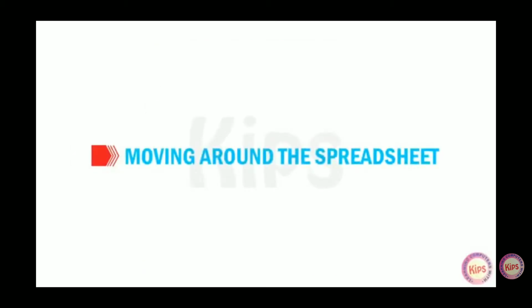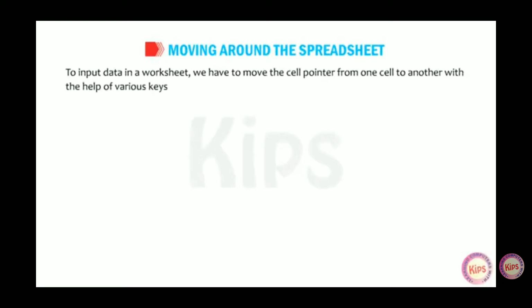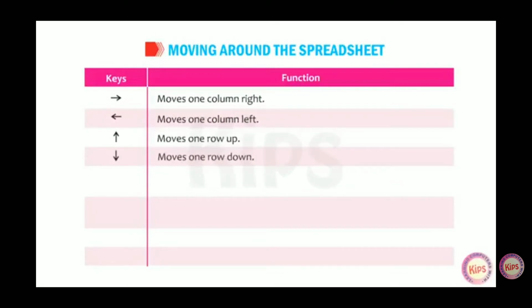Let us learn how to move around the spreadsheet. To input data in a worksheet, we have to move the cell pointer from one cell to another with the help of various keys defined in the given table. Keys and function. Moves one column right. Moves one column left. Moves one row up. Moves one row down. Page up.